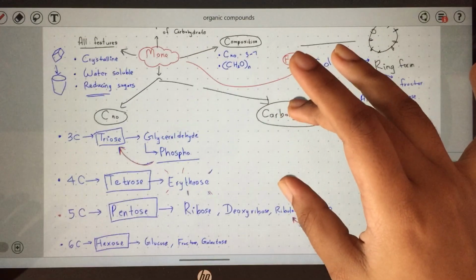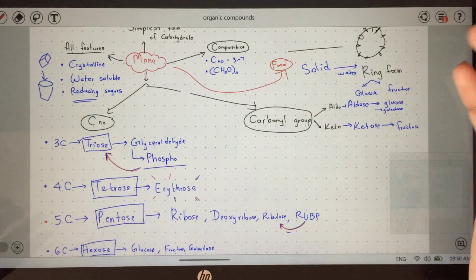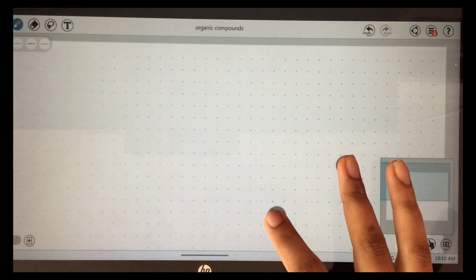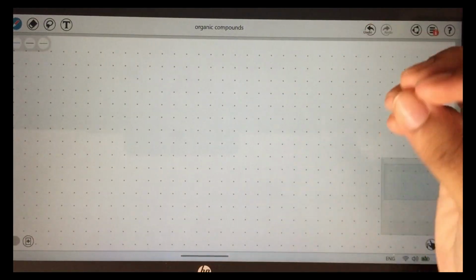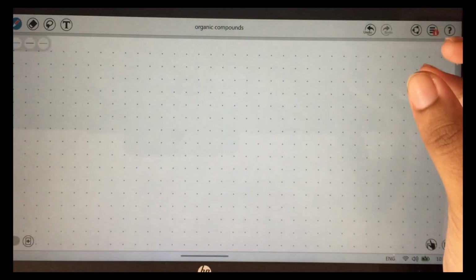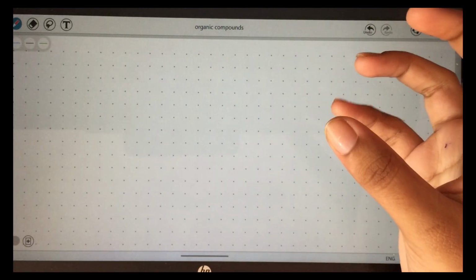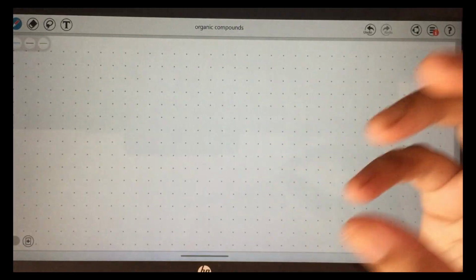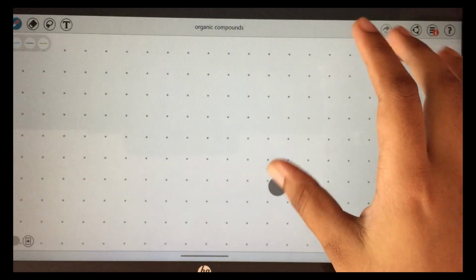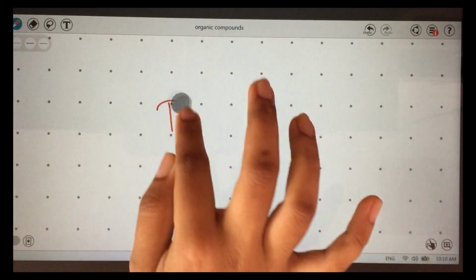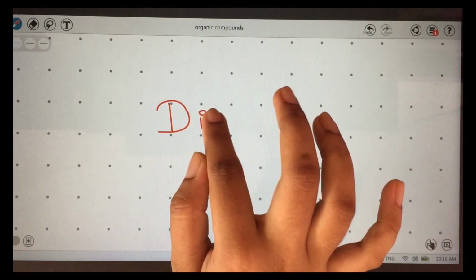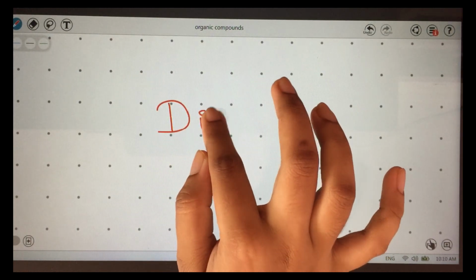Then we move on to the next part, that is disaccharides. What did I tell you about disaccharides in the very beginning? I told you disaccharide means it's made up of 2 sugars. If one sugar gets along with another sugar, you call it a disaccharide. So disaccharide is like a couple. Disaccharide means 2 sugars. So I'll write the whole name.